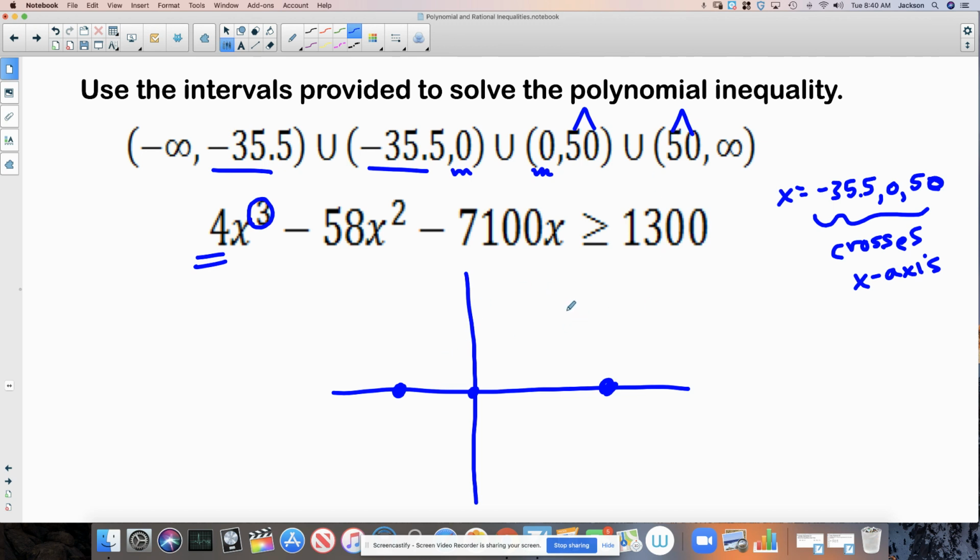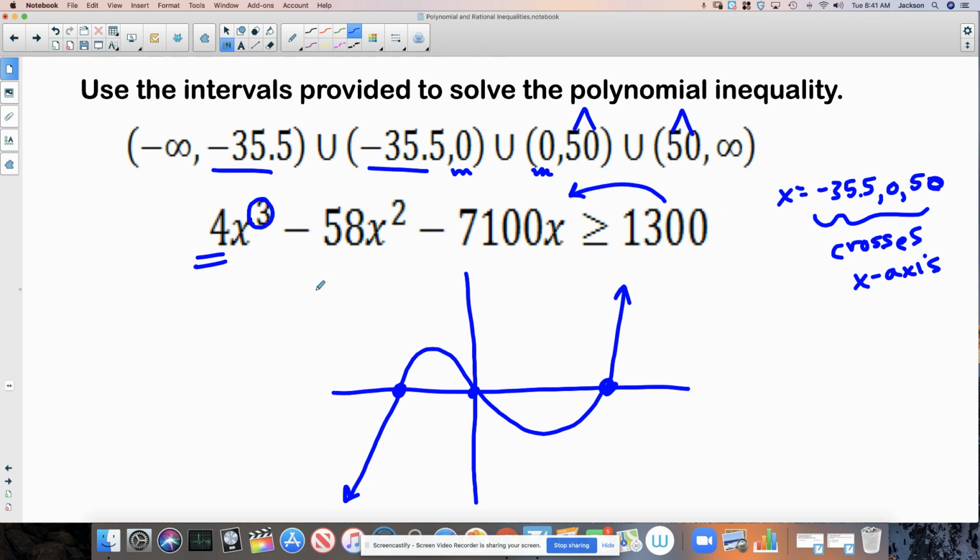Now, what do we know about end behavior? An odd degree function has opposite end behavior, so either up and to the right and down and to the left, or up and to the left and down and to the right. This has a positive leading coefficient, so I know that this function goes up and to the right and down and to the left. It has to. And I know that it crosses at all of these values of x, and doesn't bounce. So this graph, and again, this is a sketch, doesn't really matter how high it goes. I only care where it's above this value.